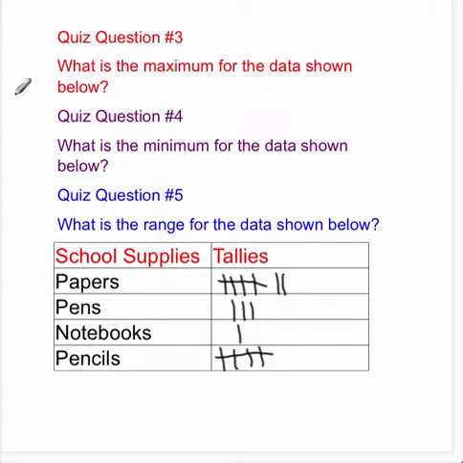Your job again for quiz question number 3 right up here is to look at that data and determine what is the maximum for the data shown. Quiz question number 4, what is the minimum for the data shown below? And quiz question number 5, what is the range for the data? Moving on now to the next slide.